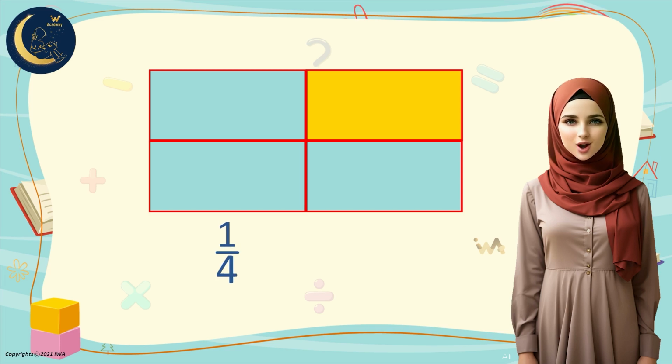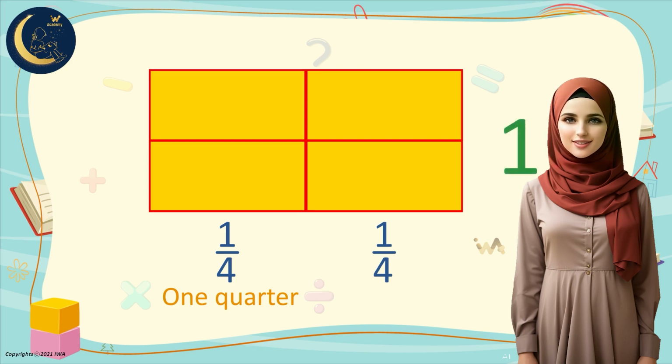We have 1 over 4. What is the name of this fraction? 1/4. It is called one fourth, and it is written in words like this, one fourth. Also, we call this part a quarter and this too. And the result of adding all these parts is 1.